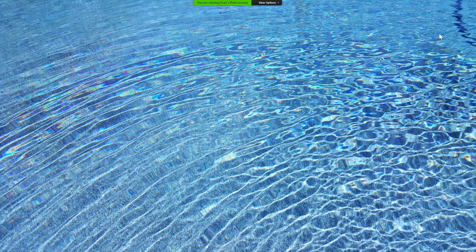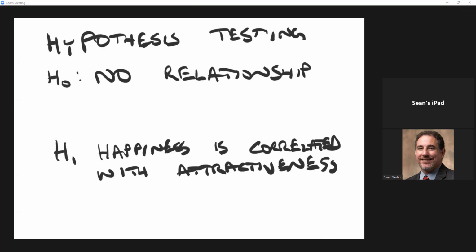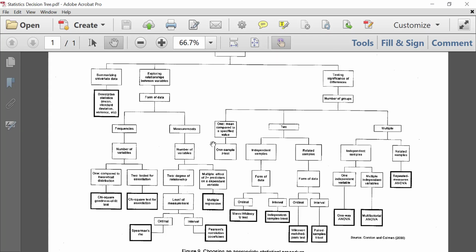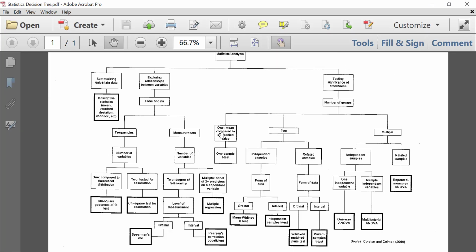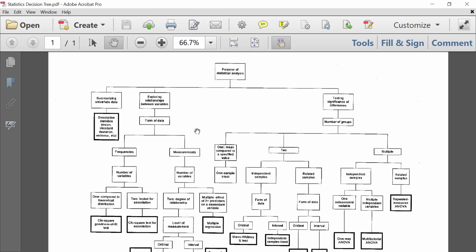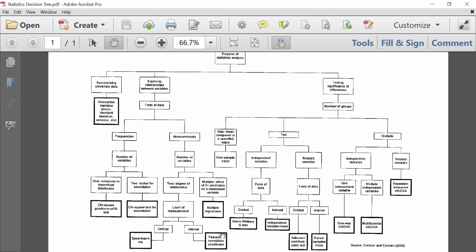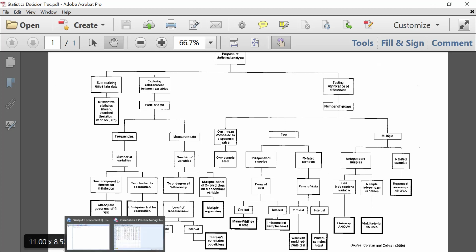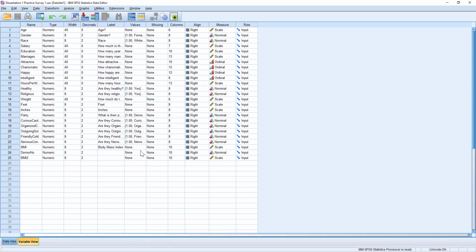Okay, so then I'm just going to show you guys this thing, and I'm sure you've seen it before. I know you have, because I've showed it to you many times, but this is the statistics decision tree. And so far in the class, we've talked about this half, the descriptives and the chi-square tests and the Spearman, Pearson, and we even talked about multiple regression a little bit. Let's start with the chi-square test for association. And we'll go to our data set for the class.